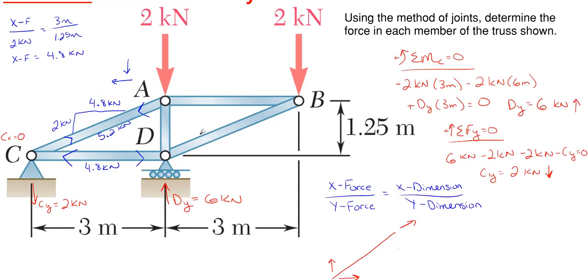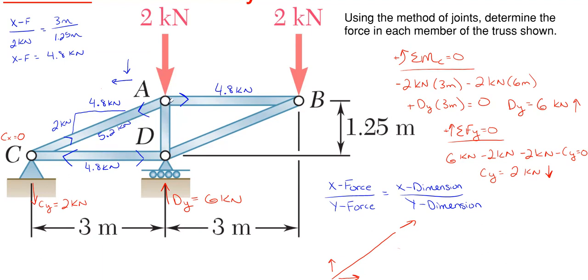Well, AB is purely horizontal, so summing forces in the horizontal direction, the only force I really have is the 4.8, because the 2 kilonewtons being applied is vertical, and AD is also vertical. So I would only have 4.8 kilonewtons in the horizontal, which AB has to counter to create equilibrium. Since it is 4.8 kilonewtons going to the left, I need 4.8 kilonewtons going to the right. So now my horizontal is in equilibrium relative to joint A.